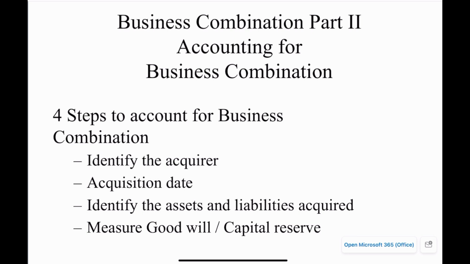The next step is the acquisition date, how to determine the acquisition date, and then identify the assets and liabilities that have been acquired, and finally how to measure the goodwill and capital reserve. These are the four steps we need to follow to account for the business combination. In today's class, I will touch upon how to identify the acquirer. Maybe in the next class, I'll try to take the remaining steps.